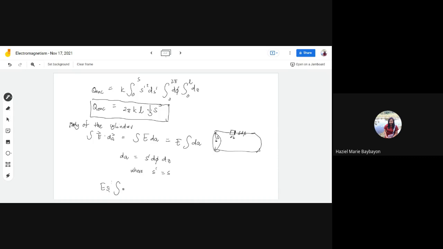So we have the integral of d phi from 0 to 2 pi, and then your z is from 0 to L. So this is equal to Q enclosed. Your Q enclosed is, what is it? 2/3 pi KLS cube, over epsilon naught.